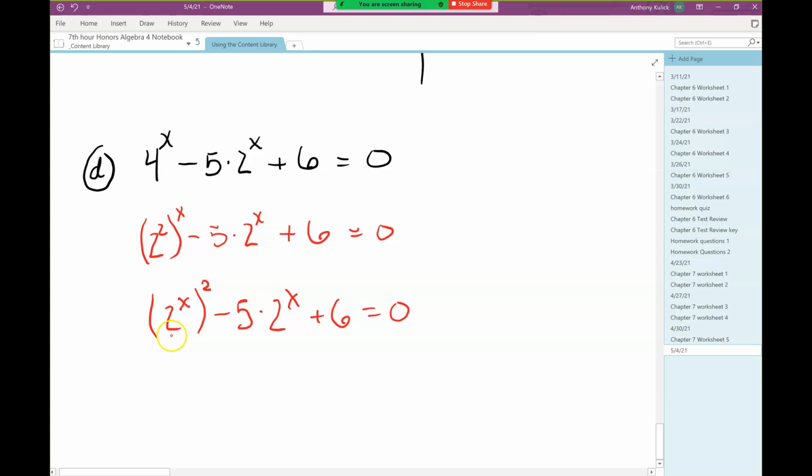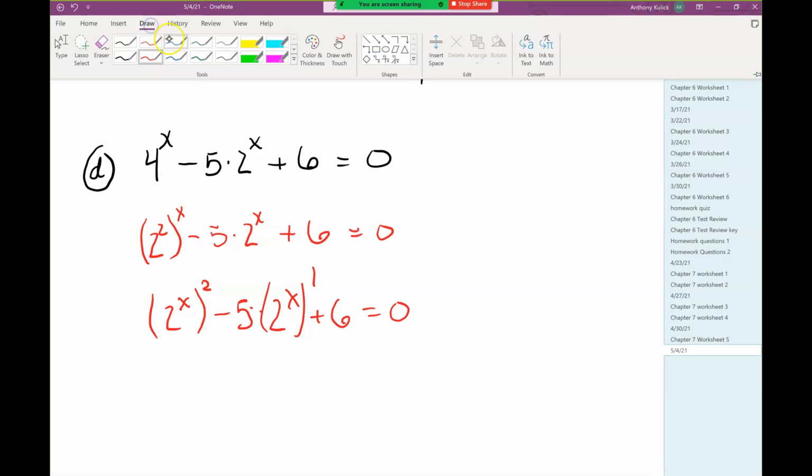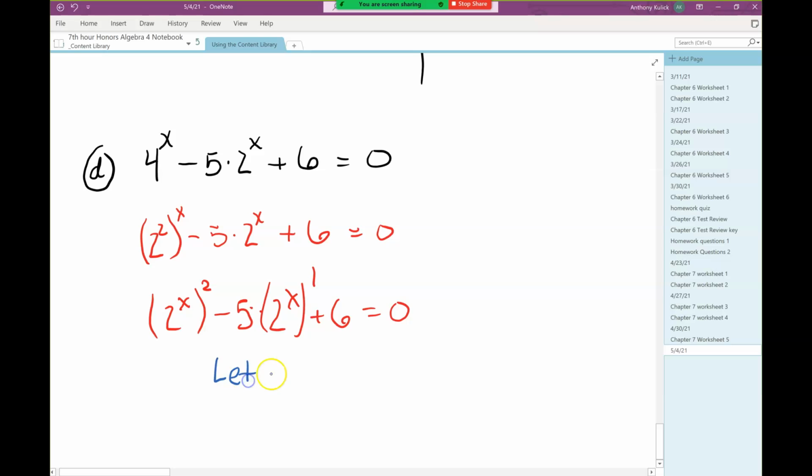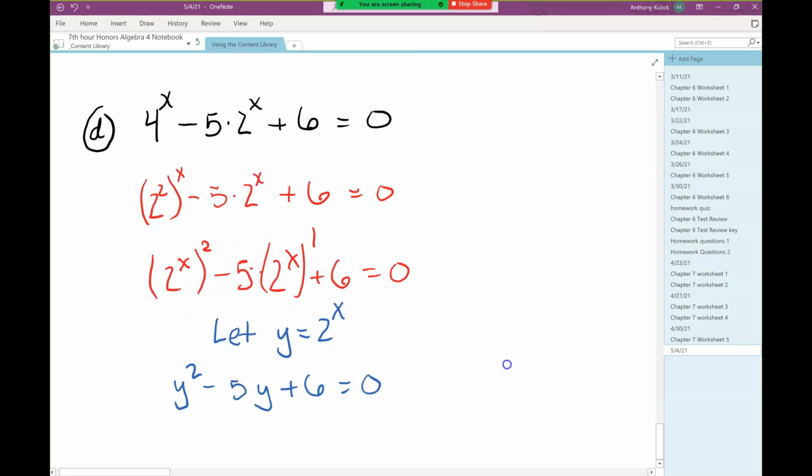So now I have something squared minus that same something to the first plus a constant equal to 0. If you can't see that as a quadratic, the other thing you could do is make a little substitution and replace the 2 to the x's with a y. And then it should be really easy to see that this is quadratic, right? So how would you like to solve this quadratic?